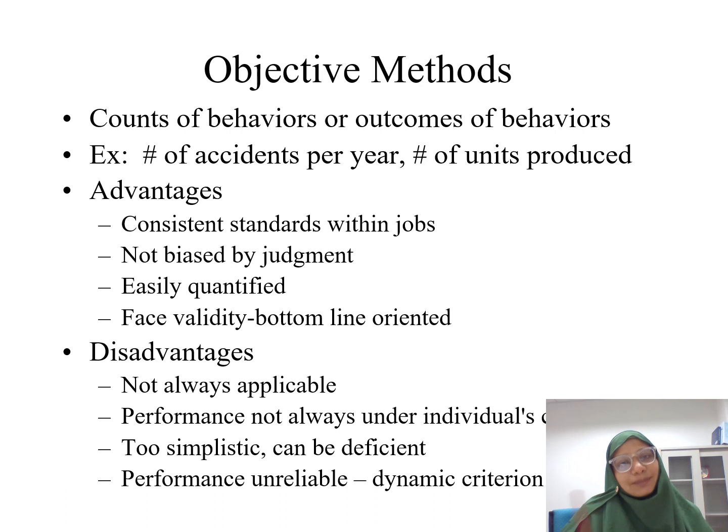And then we have a few methods. First is the objective method, which is a count of behavior. For example, accidents per year, or number of units produced. So this is the objective method. Objective, in a simple way, means there is an answer, or the answer is in quantity. So what is the advantage of using the objective method?